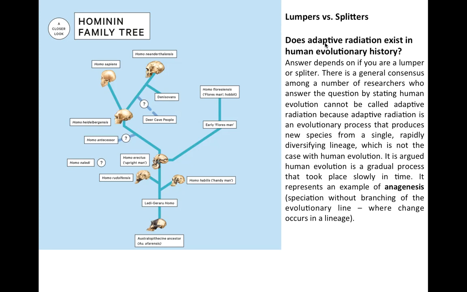Instead, many researchers have concluded that human evolution was a gradual process that took place slowly in time, where the changes occurred in a single lineage without branching, as found with other species. This is called anagenesis. Of course, this notion is based on the fossil record. The question arises, is our fossil record complete enough to make such a conclusion?